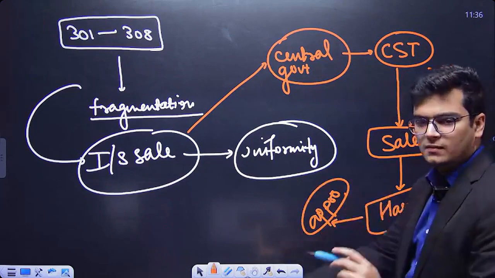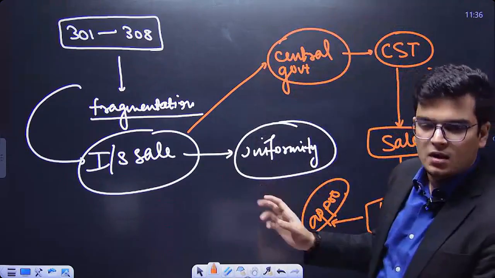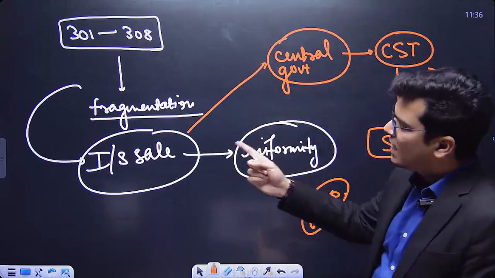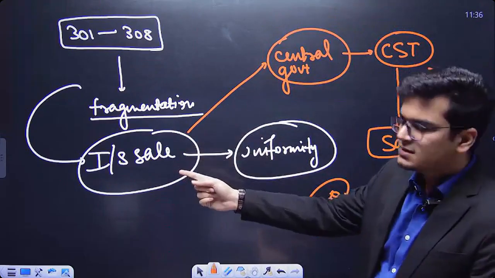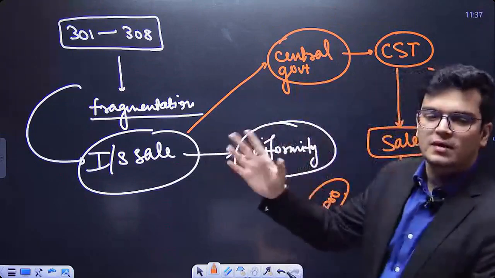अब वो समझ आया that levying authority can be different, actual user can be different. But when does this happen? This happens in the case of interstate sales. Why does it happen in the case of interstate sales? So that there is uniformity and no fragmentation in the country.